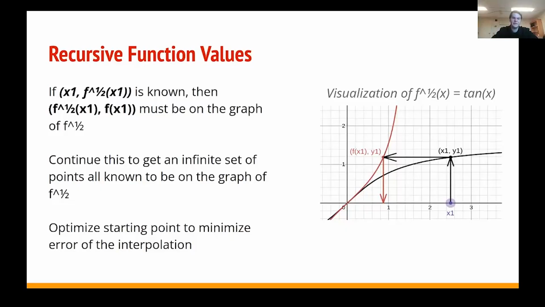Okay, so the first idea we explored was basically, if you already know one point on the root of f, for example, x1, f to the 1/2 of x1, then you know that there's another point that must be on the square root of f, that is f to the 1/2 of x1, f of x1. And you can continue doing this for an arbitrary number of steps, and you get an infinite number of points that are all on the same function.